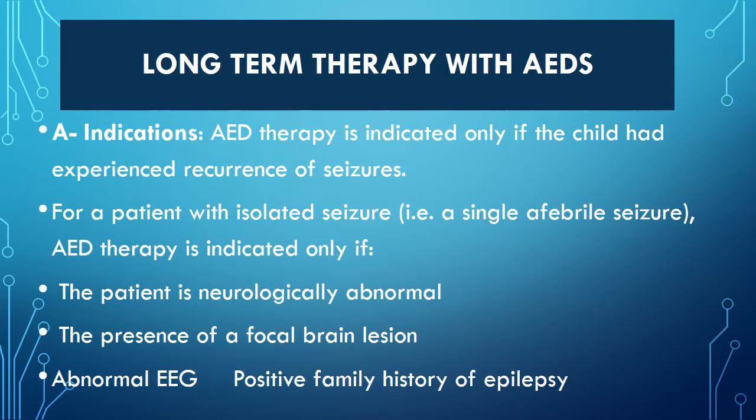Long-term anti-epileptic drug is indicated if the child experiences 2 or more attacks of seizure more than 24 hours apart. Anti-epileptic drug is indicated after a single attack of seizure if the patient is neurologically abnormal or has a focal brain lesion, for example brain tumor, or has epileptiform activity in EEG.